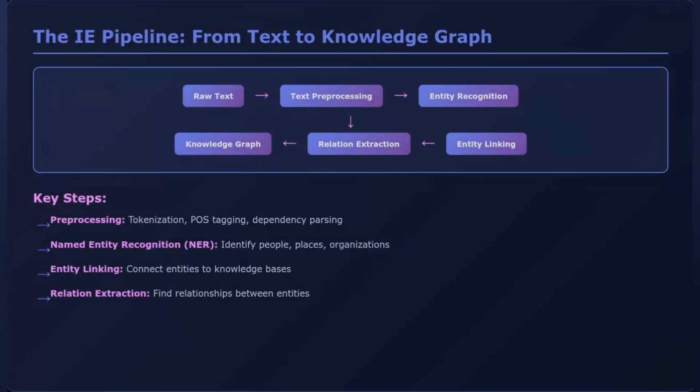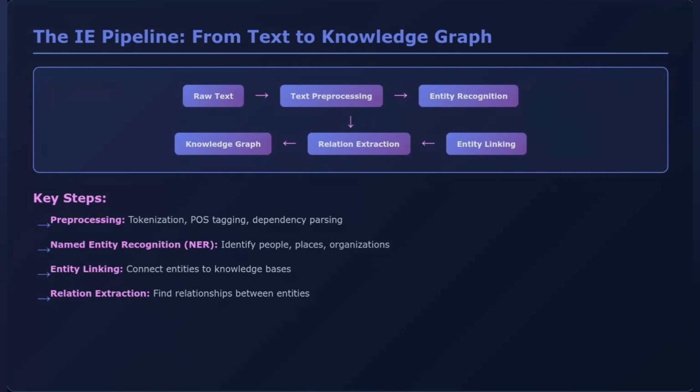So, how do we actually go from raw text to a fully functioning knowledge graph? Let me walk you through the pipeline. The journey has 5 major steps, and each one is crucial. Let's break them down. Step 1, text pre-processing. This is where we clean and prepare our text. We do things like tokenization, which is breaking text into words and sentences, part of speech tagging, identifying nouns, verbs, adjectives, and dependency parsing, understanding grammatical structure.